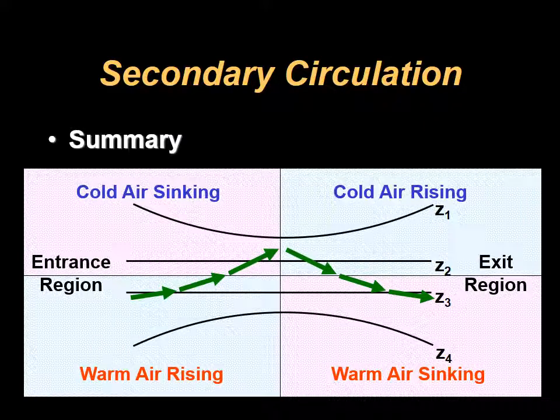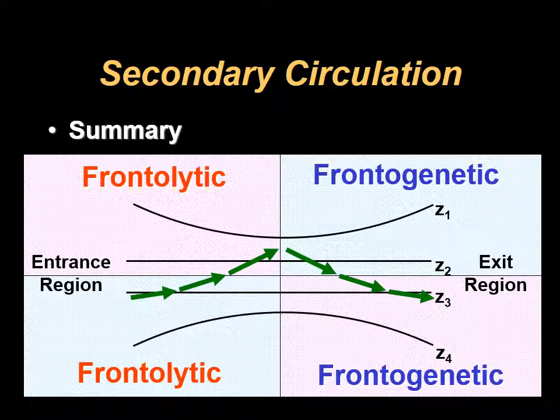So in summary, in the entrance region, you have cold air sinking on the left rear, and you have warm air rising in the right rear. Now in the exit region, the left front, you've got cold air rising, and the right front, you've got warm air sinking. So that means that in the entrance region of the jet streak, it's frontolytic, and in the exit region, it's frontogenetic.